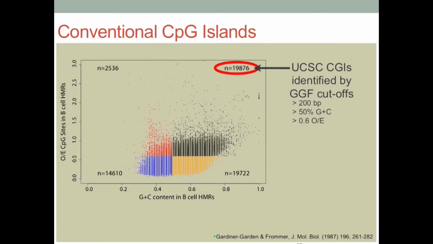But anyway, I'm showing you the different quadrants at 50% GC and 0.6 observed over expected, and how all of the HMRs fall into these different quadrants. You can see that these would be the equivalent of CpG islands, and there are so many more that don't fit this criteria.